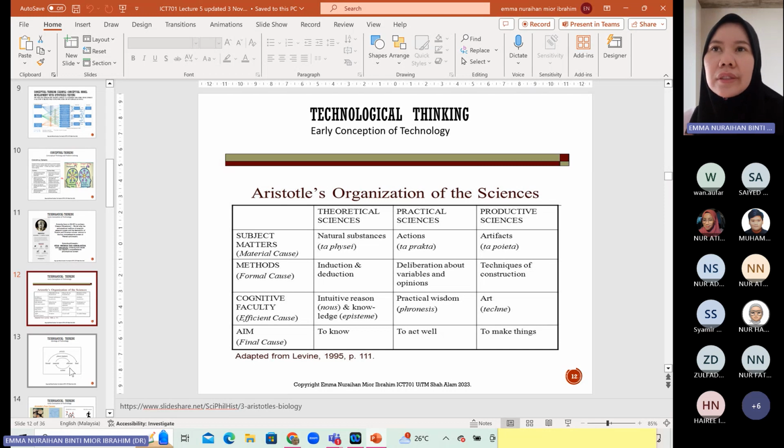You nak create tools ke? You nak create another instrument ke? Supaya material tu dijadikan sebagai satu artifact. Ya. So efficient cause, cognitive faculty.